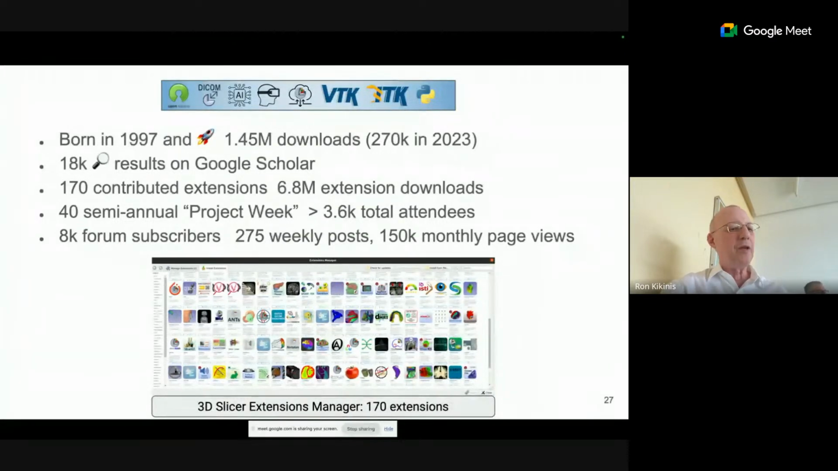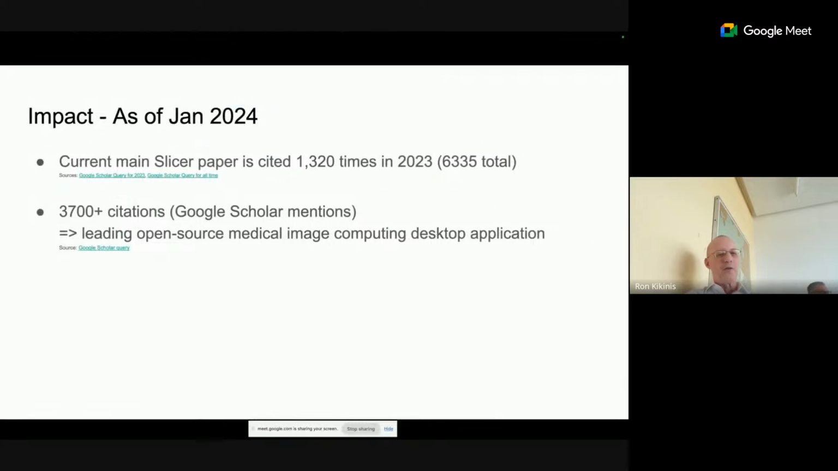We have the Slicer core, and then we have extensions that are configured to self-install. And we have currently about 170 extensions. The community of developers communicates through a forum on one hand, and on the other hand, through twice-a-year in-person meetings, these project weeks that were mentioned.